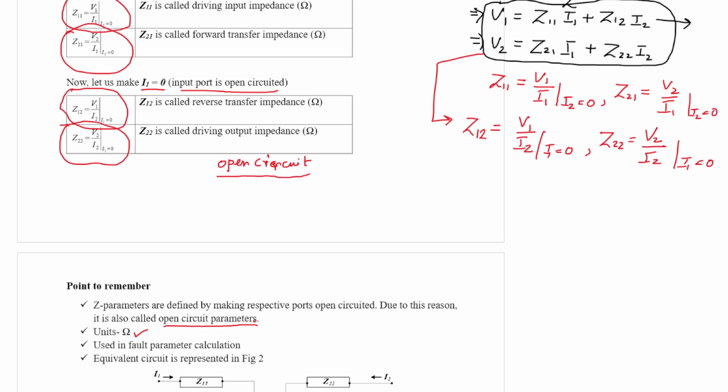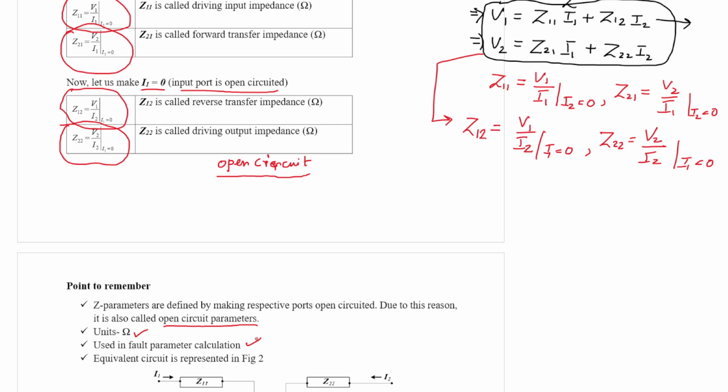Now what are the applications? In electrical engineering we encounter a very common phenomenon like fault. So these Z parameters are used in fault parameter calculations.